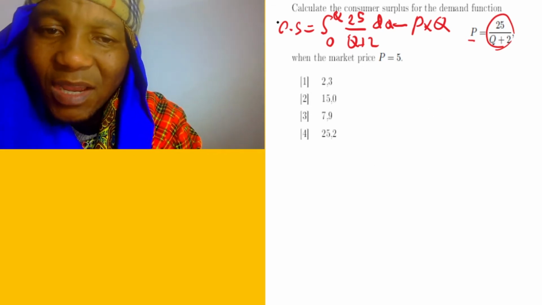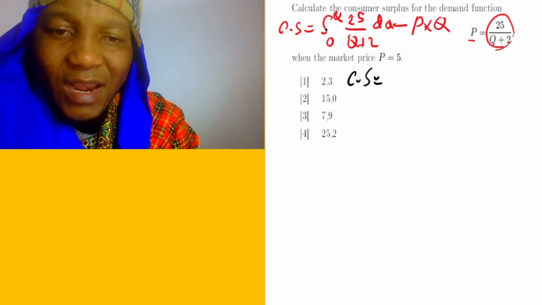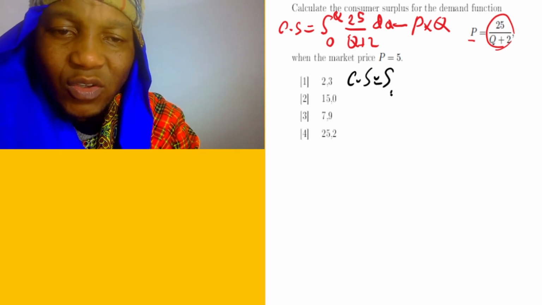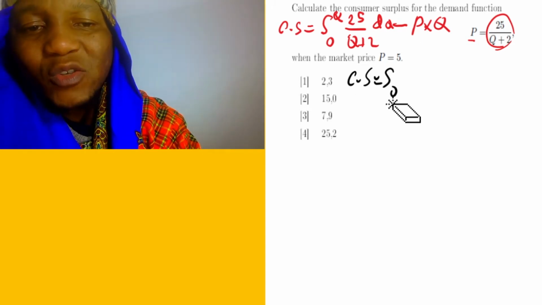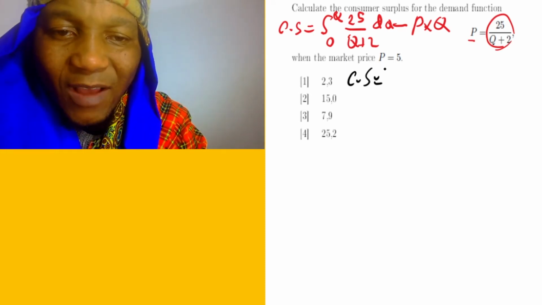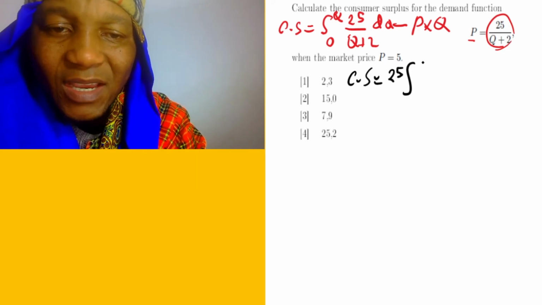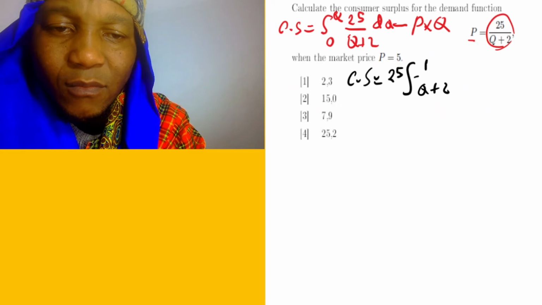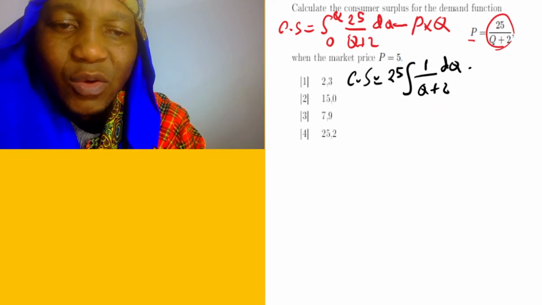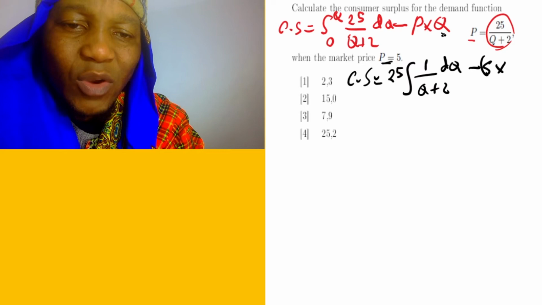So I'm going to say our consumer surplus equals, from 0 to Q, and what is Q? Q equal to 3. And then we have 25. The 25 we can simply put behind because it's just a number, a constant, so it's not going to be affected by this integration. So consumer surplus equals 25, right behind, times the integral of 1 over Q plus 2, dQ, minus P times Q. What is our P? P equals 5, which they gave you, times Q. What is Q? Q we say equal to 3.